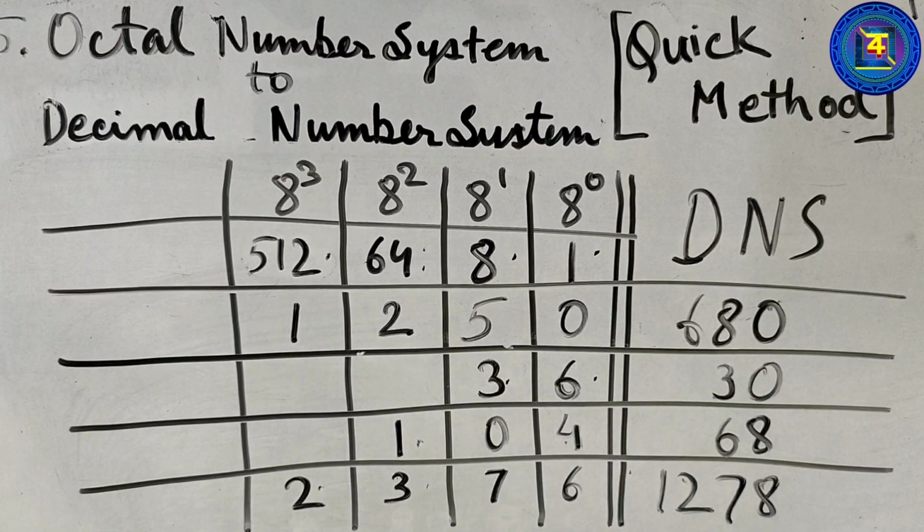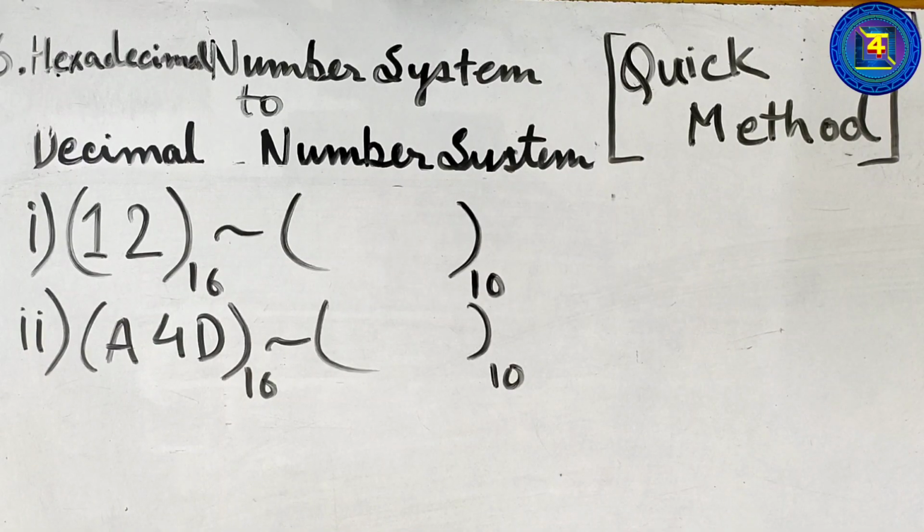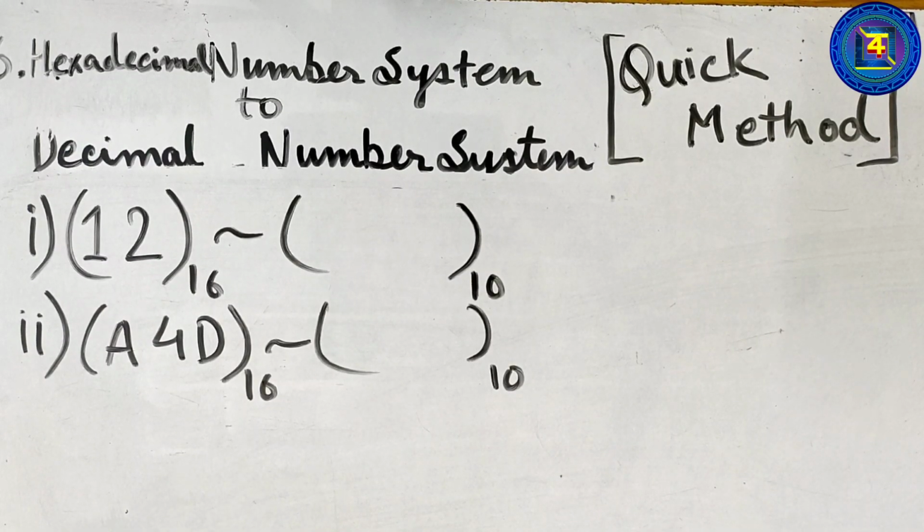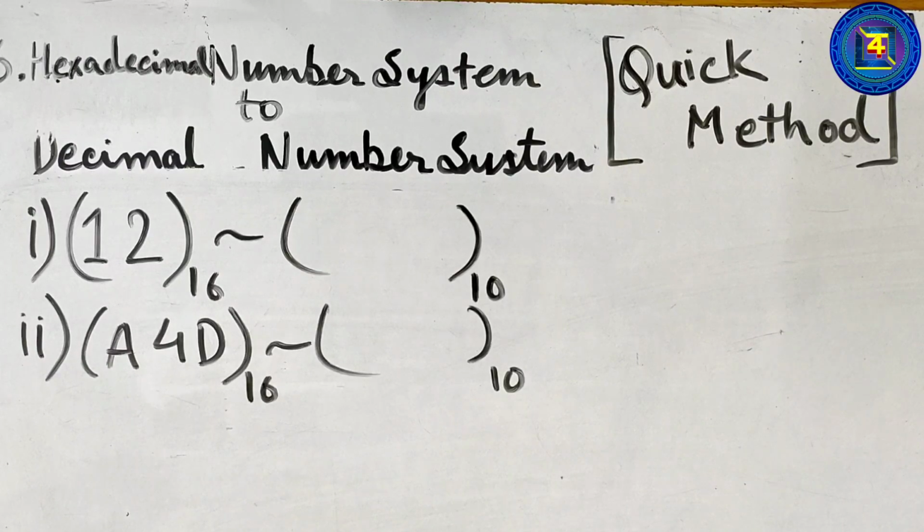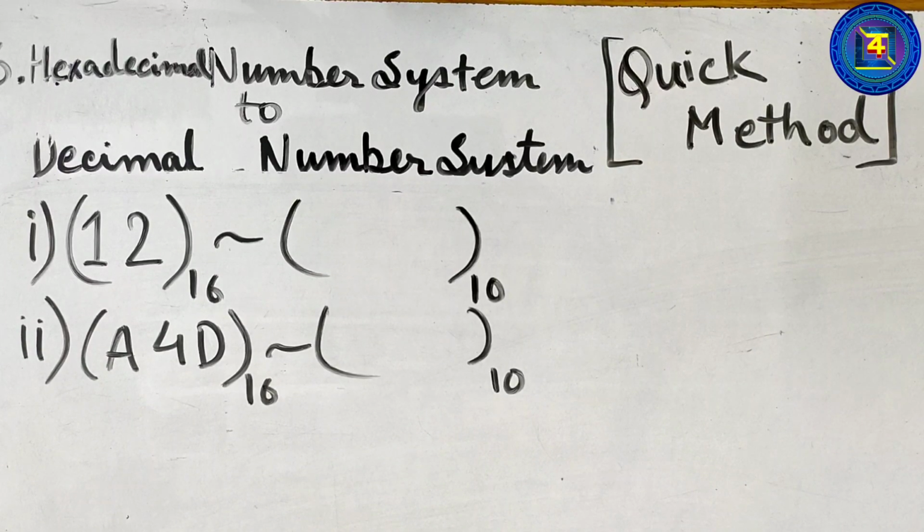So what do you think about these types of conversions, which is a much quicker method, faster method, and obviously very appropriate? But do remember that this is just a quicker method to find out your answer. If your school doesn't allow you, you can use the previous method which I have taught you all in the beginning of the video. Okay, so in the hexadecimal number system to decimal number system, we are going to convert right now using the quick method.